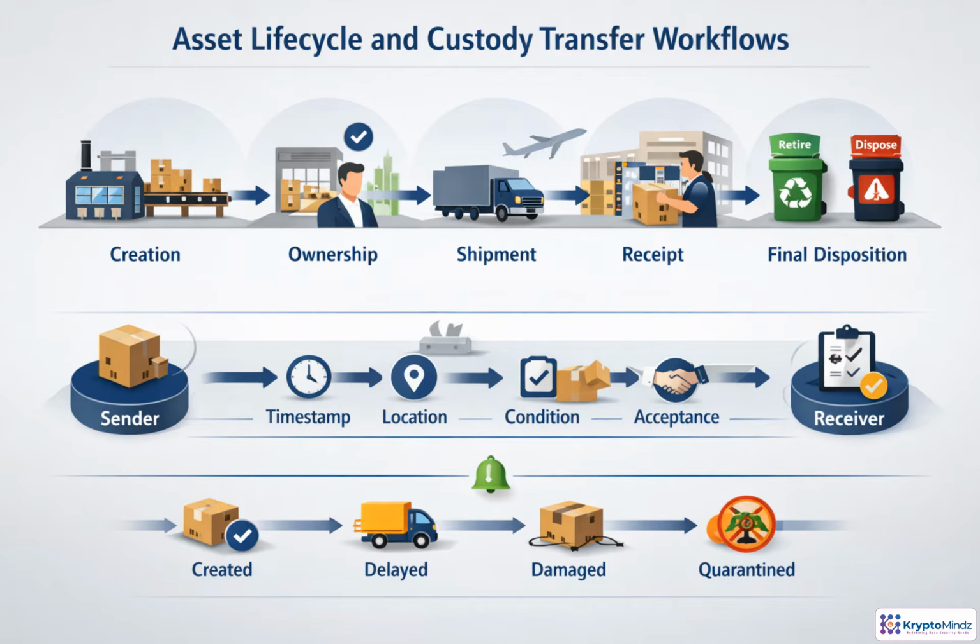Each regulated asset can be viewed as moving through a controlled state machine. A batch is created, ownership changes, shipment begins, receipt is confirmed, inspection occurs, and the asset is eventually distributed, retired, disposed, or recalled. Every custody transfer should capture who sent it, who accepted it, when, where, and in what condition. Chaincode validates each transition against permissions and business rules, then emits events for created, delayed, damaged, or quarantined assets.